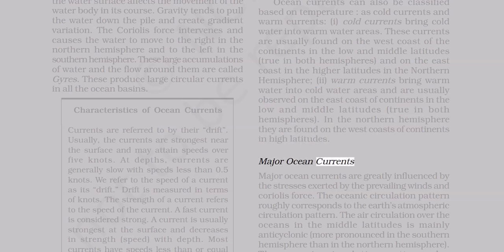Major ocean currents. Major ocean currents are greatly influenced by the stresses exerted by the prevailing winds and Coriolis force. The oceanic circulation pattern roughly corresponds to the Earth's atmospheric circulation pattern. The air circulation over the oceans in the middle latitudes is mainly anticyclonic, more pronounced in the southern hemisphere than in the northern hemisphere. The oceanic circulation pattern also corresponds with the same at higher latitudes.